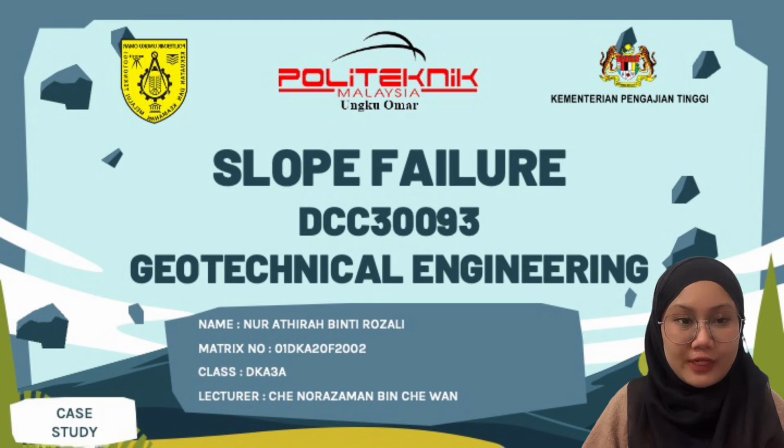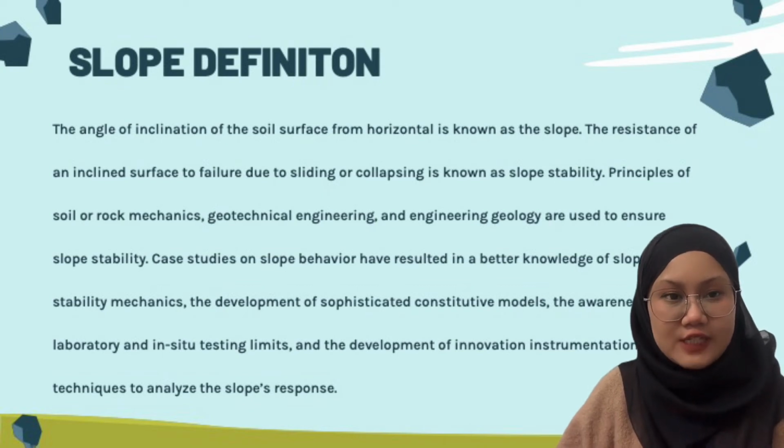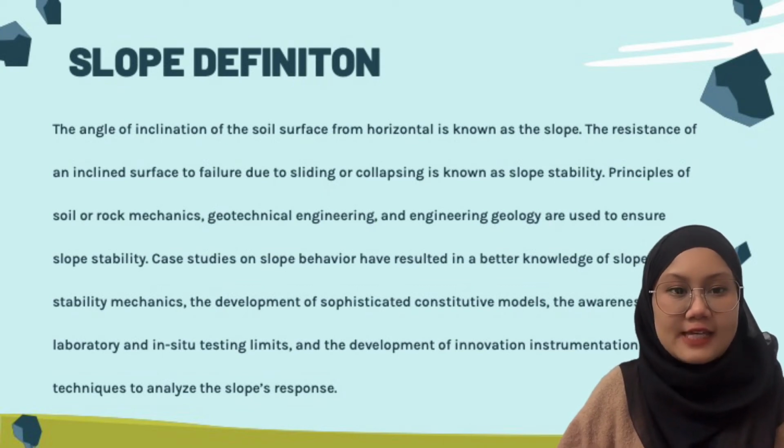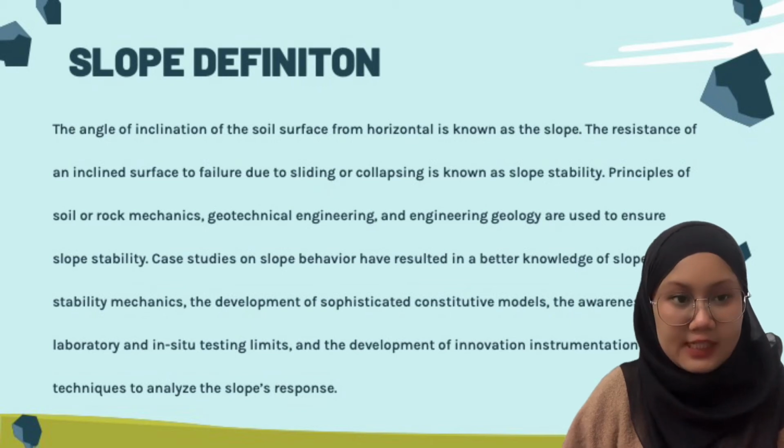Today I'll be sharing with you my case study on slope failure for the subject DCC393 Geotechnical Engineering. Okay, first things first, I'm going to share with you what a slope is. The angle of inclination of the soil surface from the horizontal is known as the slope. The resistance of an inclined surface to failure due to sliding or collapsing is known as slope stability.